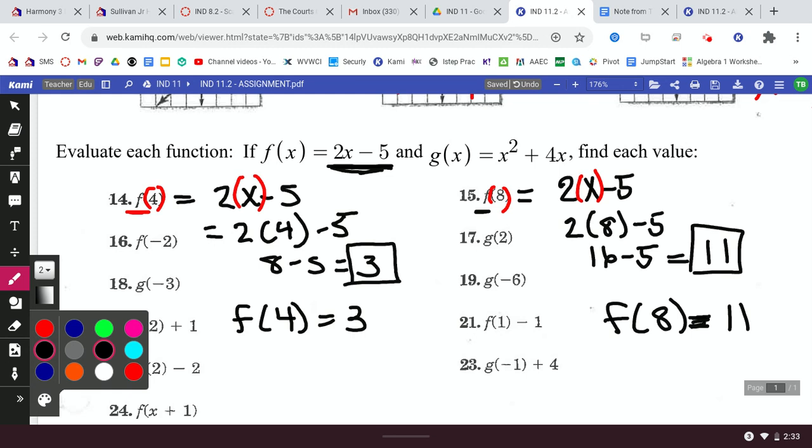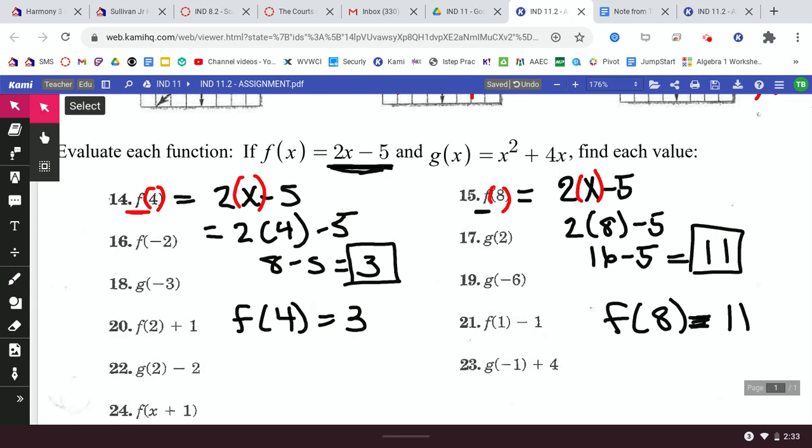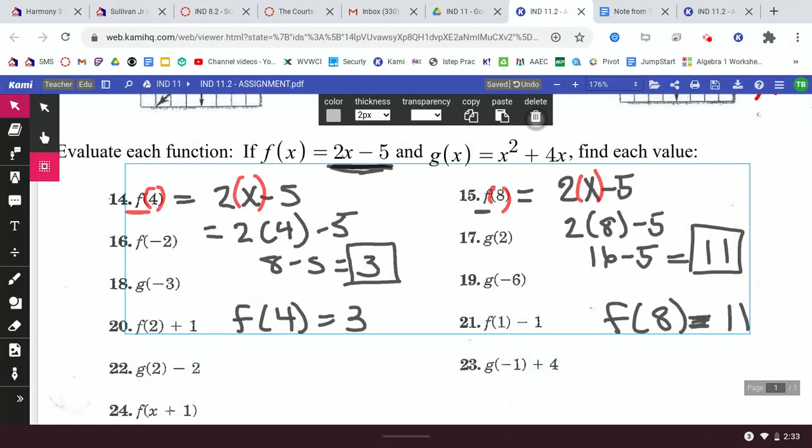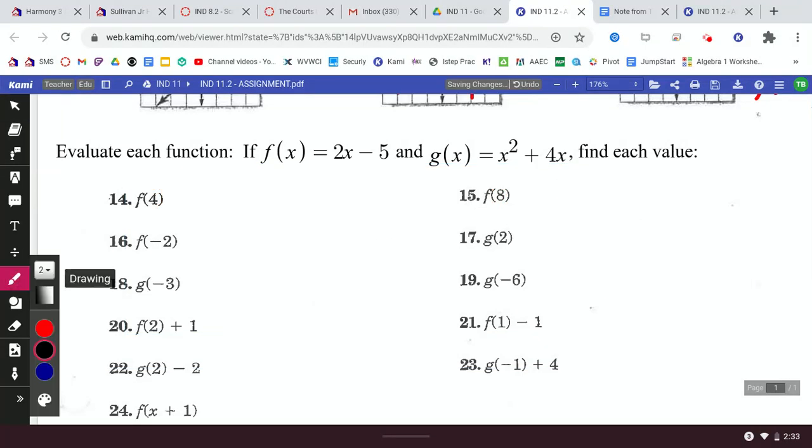Okay? Any question there? All right, next we will do number 16. And thank you so much. Look at that. Boom. Oh, that's just the bomb. Okay. Thank you, Addison.